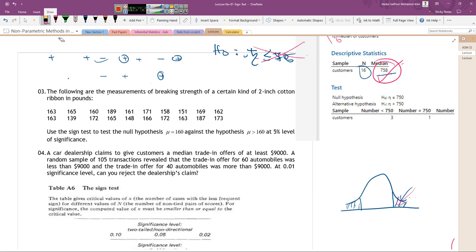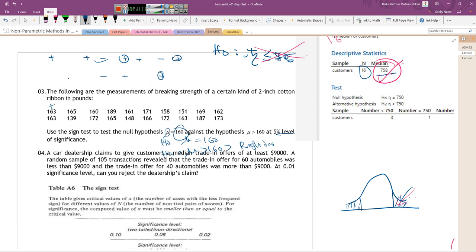Right. So the following are the measurements of breaking strength of a certain kind of 2-inch cotton ribbon in pounds. Use the sign test to test the null hypothesis mu is equal to 160 against the alternative hypothesis mu greater than 160, right? So they have given the mean, even though we perform median analysis. So mu is equal to 160 is our H naught, and HA is mu greater than 160. So this is a right one-tail test, right? Okay. At 5% significance level.